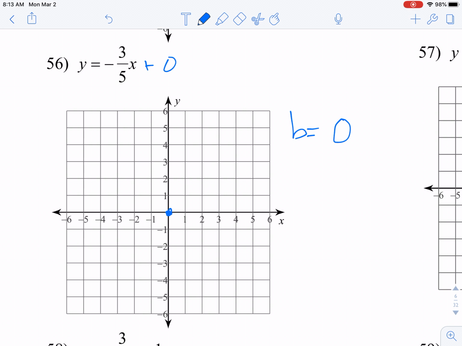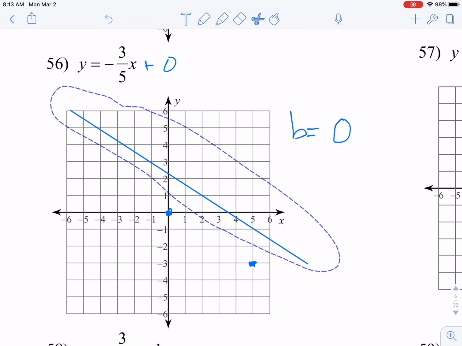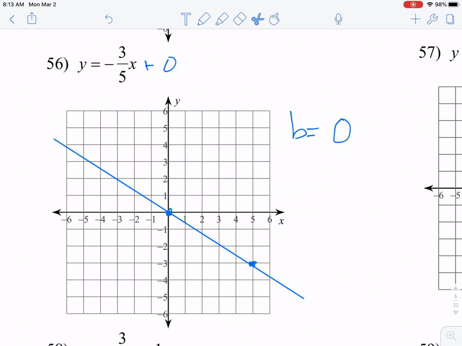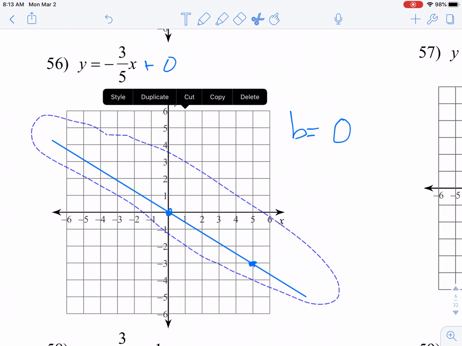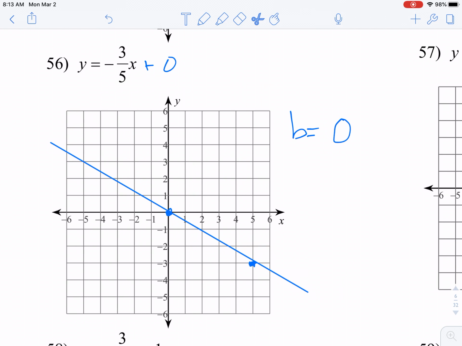And then -3/5 means go down 3 and 5 to the right. So go down 3 and 5 to the right. We're talking about right here. And you really need to use a ruler when you're doing these to make sure that you line up correctly. And hopefully what happens is you get your line exactly where it needs to go.